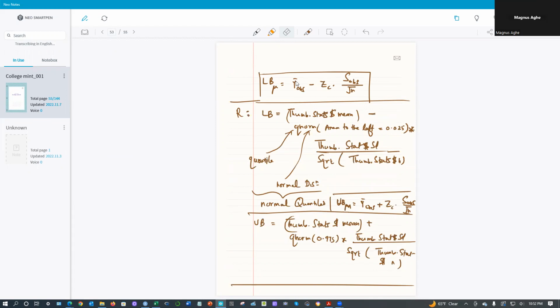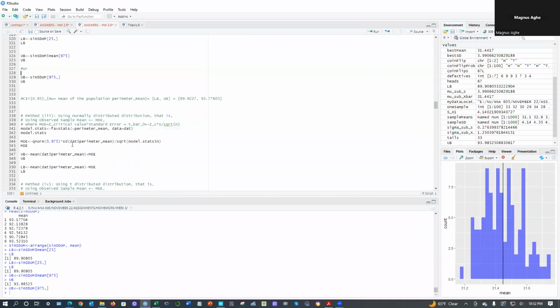So you go to y bar, the thermostat, you build up the thermostat and go to mean minus qnorm, area to the left of that one. The thermostat standard deviation, go to the square root of that one. You use the formula and plus that one, same thing. That's the same thing we are planning to do over here. So before that, I'm going to go ahead and get the stats.